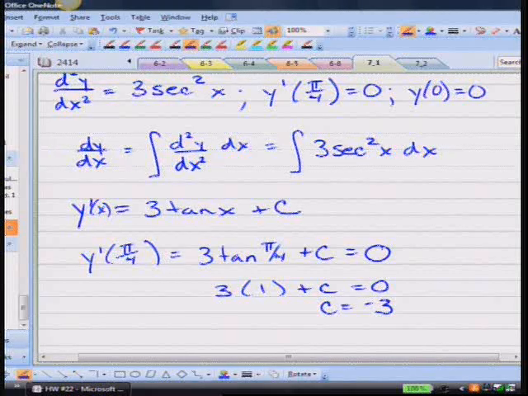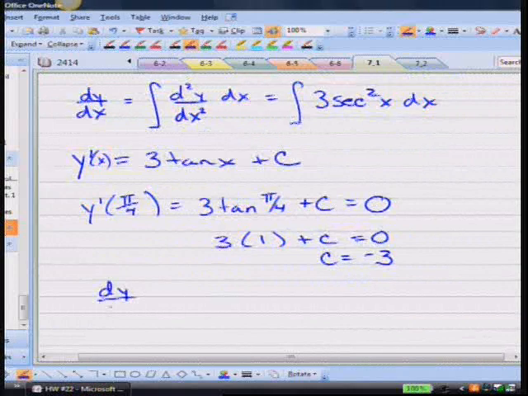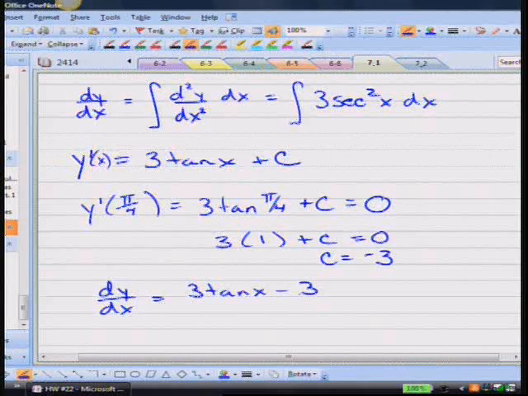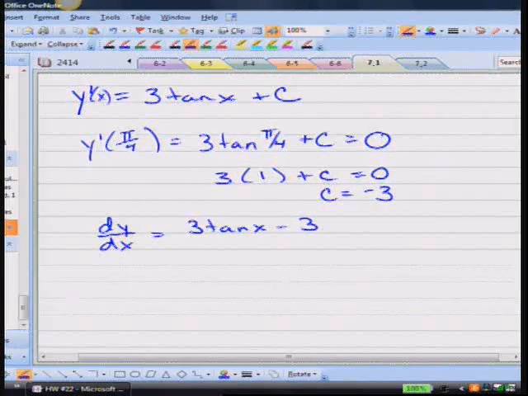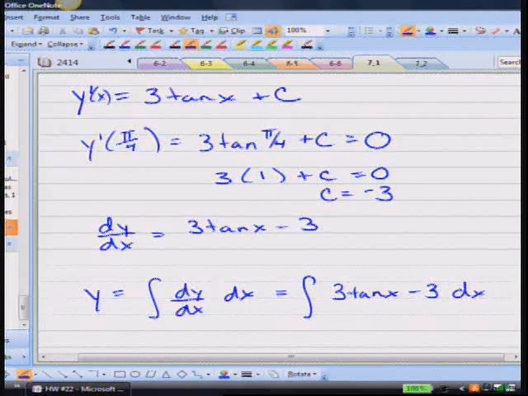Okay? So that tells us that the first derivative, dy dx, or y prime, is equal to 3 tangent x minus 3. So to find the original function, we will integrate dy dx. So y is the integral of dy dx with respect to x. So that's the integral of 3 tan x minus 3 dx. I see where you got stuck, probably.